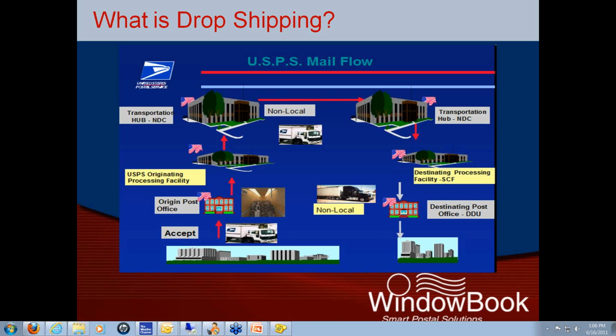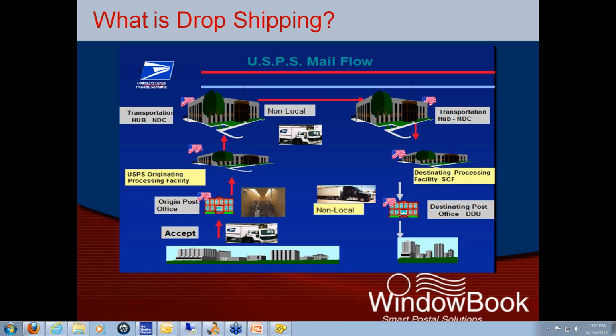From there, the mail is transported to destination transfer hubs for processing, such as sectional center facilities and area distribution centers, for further sorting. The mail is then transported to the delivery post office, or the DDU, where it goes through a final sort and is then sent out with the mail carriers for the final delivery to the mailbox. That's usually referred to as the final mile.